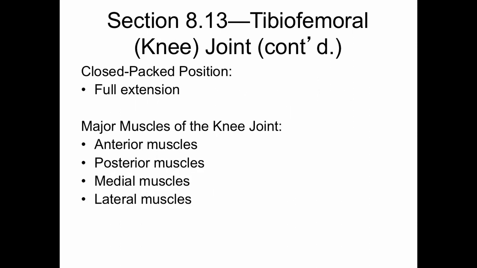The major anterior muscles of the knee joint are those of the quadriceps femoris group. The gluteus maximus and the tensor fasciae latae also aid in extension of the knee joint. The major posterior muscle group is the hamstring group. The heads of the gastrocnemius are also located posteriorly. These muscles flex the knee joint.